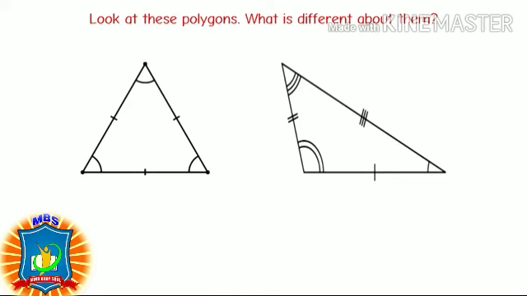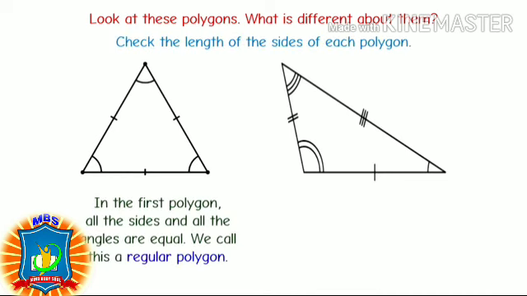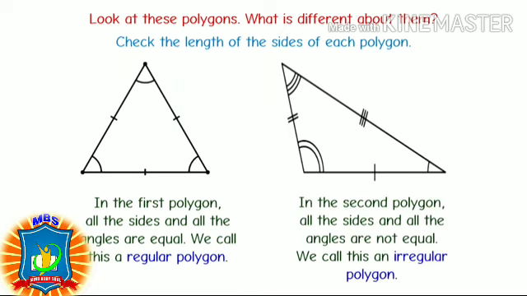Look at these polygons. What is different about them? Check the length of the sides of each polygon. In the first polygon, all the sides and all the angles are equal. We call this a regular polygon. In the second polygon, all the sides and all the angles are not equal. We call this an irregular polygon.